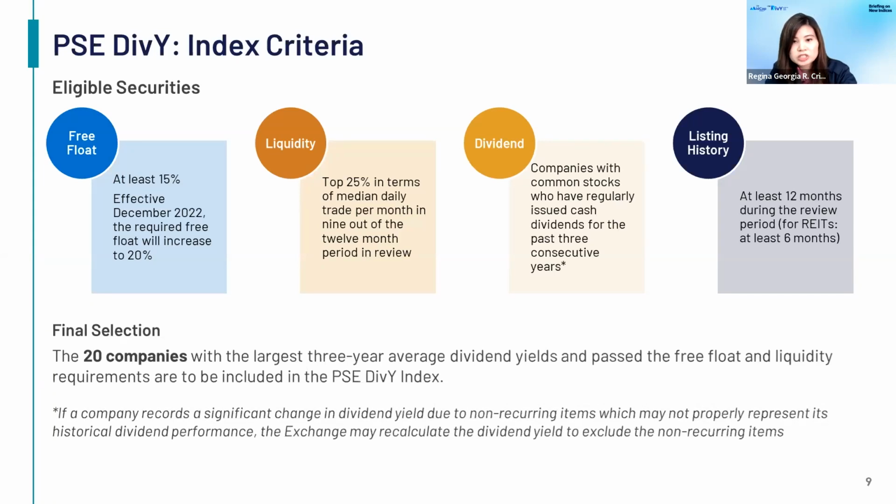As a dividend yield index, of course, we look at dividends. Companies must have regularly issued cash dividends for the past 3 consecutive years. However, for years with significant or non-recurring events that hindered companies from paying out dividends to their investors, such as the 2020 start of the pandemic, we may opt not to consider this particular year in the period of review.